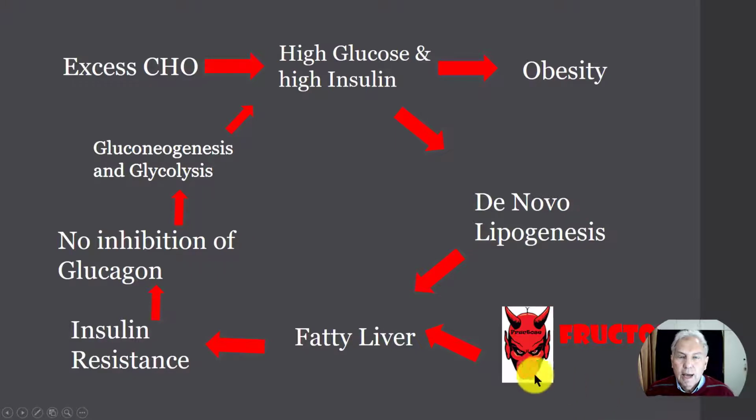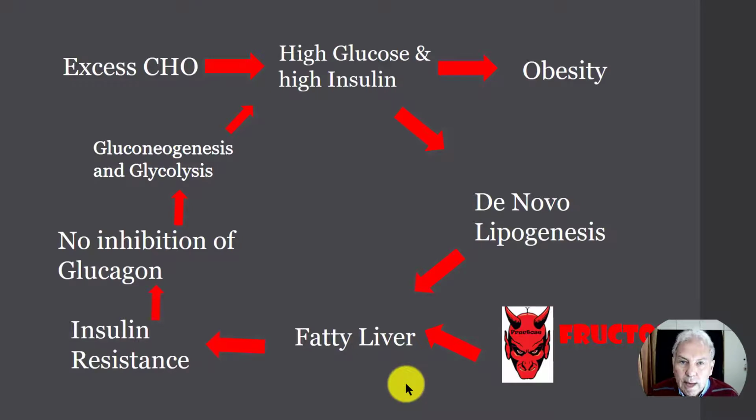And now we add the presence of fructose, which is even worse than normal carbohydrates, because fructose can only be metabolized in the liver. And fructose is 5 times more potent at causing fatty liver than glucose. And therefore, fructose is 5 times more potent at causing insulin resistance.